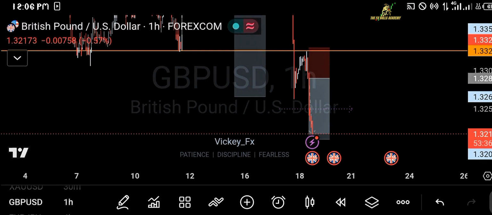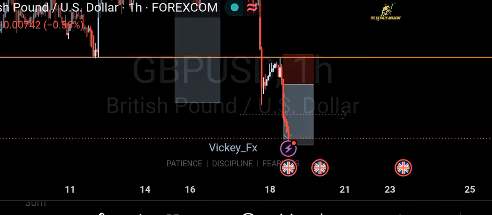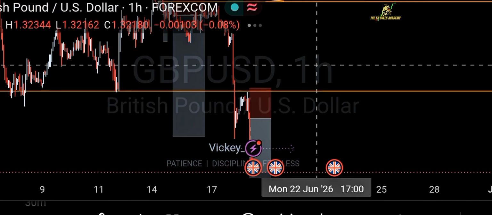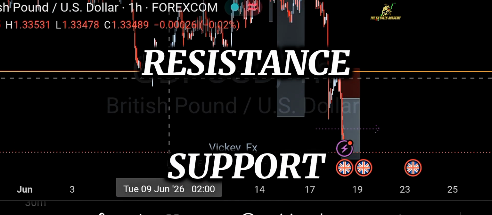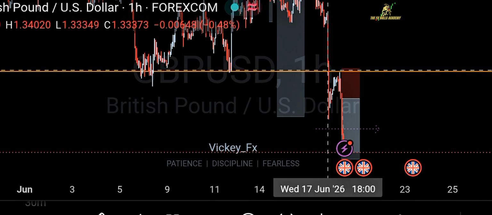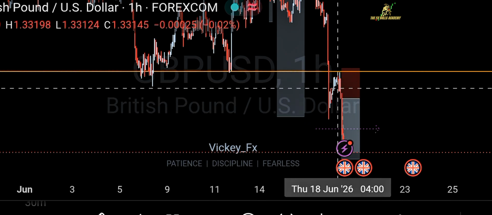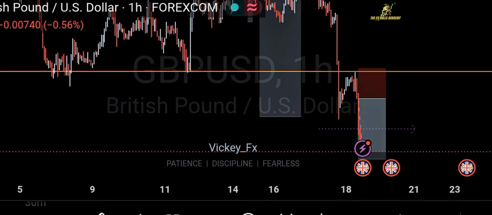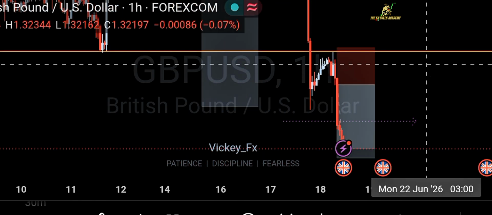So what I did was I marked out another resistance here, because price has broken. This was a support before. This one is just like a support and resistance strategy. Price has broken this support, which was at this point here. Immediately price broke it, it came back to retest. And on that retest, what do you see? I didn't use a chart pattern on this trade. It was candlestick confirmation I used.